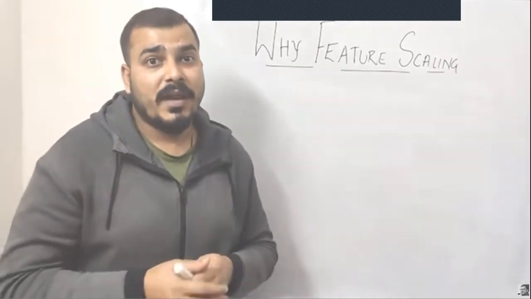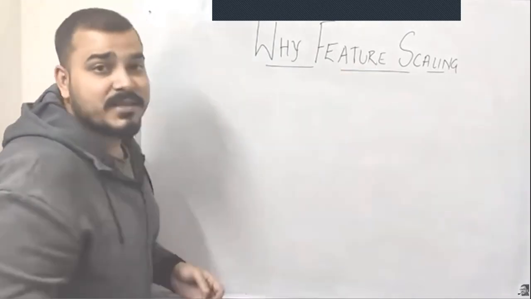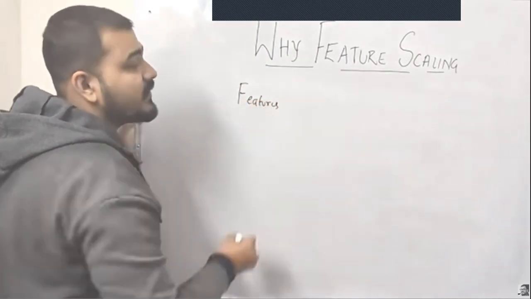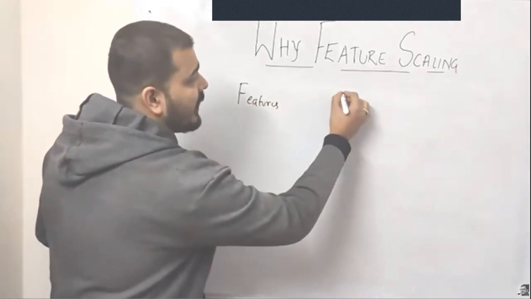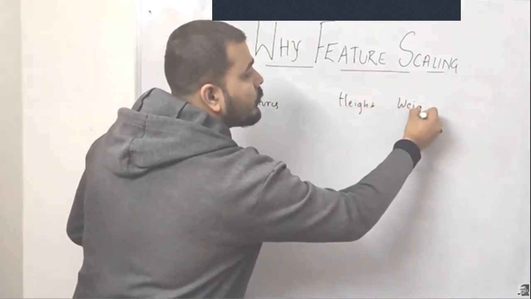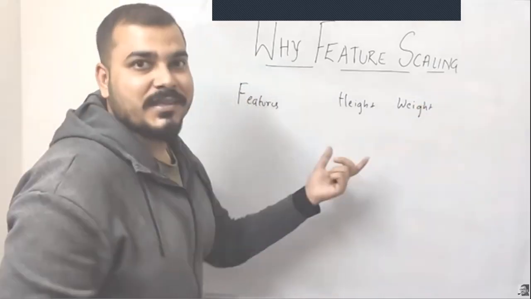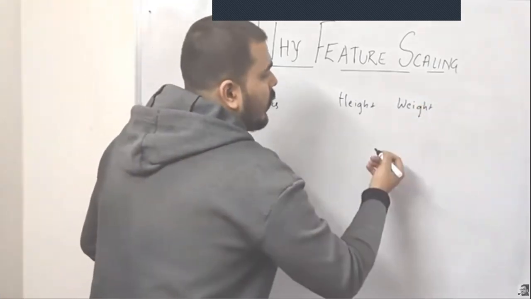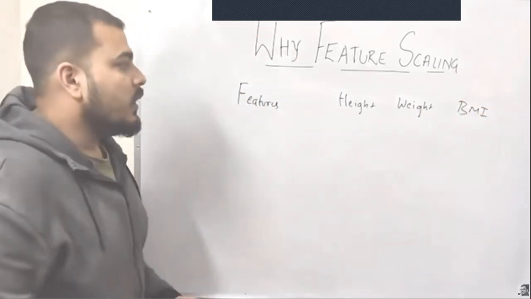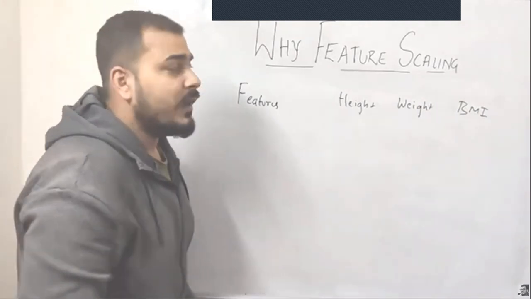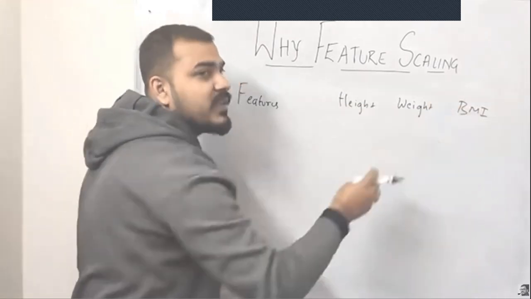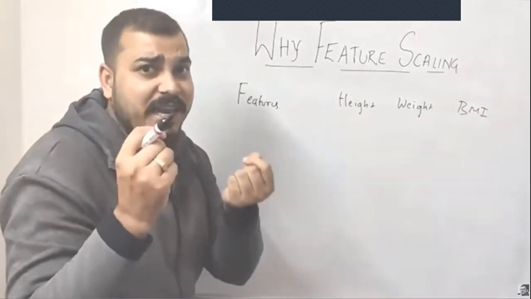So remember guys, whenever we are discussing feature scaling, that basically means we are discussing features, right? Now suppose in my data set I have features like height, okay? I have features like weight. And suppose based on this, I want to predict my body mass index, suppose my BMI. Now suppose height and weight are my independent features and my BMI is my dependent feature. I'm just taking this as an example.